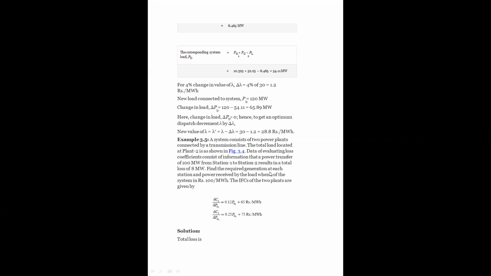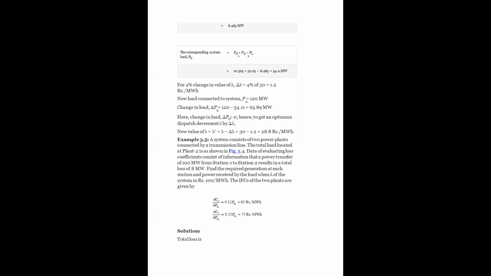Find the required generation at each station and power received by the load when lambda of the system is 100 rupees per megawatt hour. One transmission line connects one power plant on one side to a second power plant on the other side. The total load is located at plant 2. The power transfer of 100 megawatt from station 1 to station 2 results in a total loss of 8 megawatt.